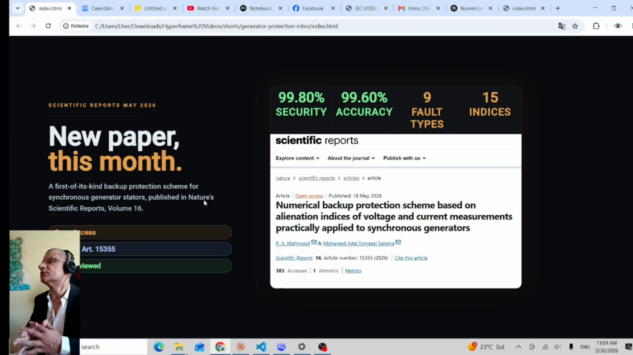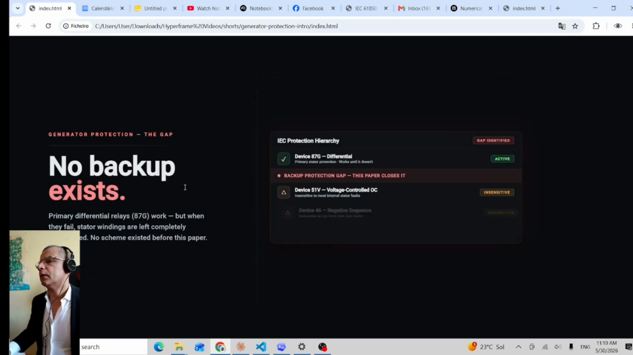Okay, I came across this paper in Nature published this month, and I thought it was very interesting for those who are involved in generator protection. What the paper mentions is that there's a gap addressing a specific situation whereby the 87G, the generator differential protection, cannot address the internal stator fault. Nothing else is really designed to catch it.